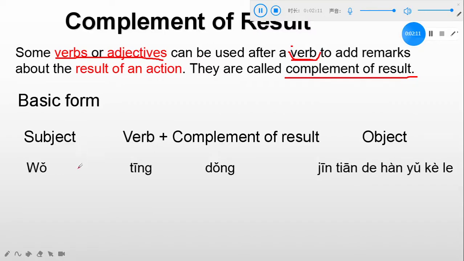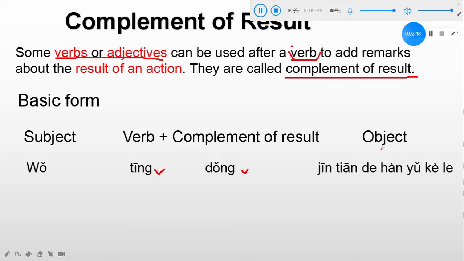Okay, this sentence. 我听 is listen. 懂 is understand. Okay, 听 is a verb. 懂 is also a verb. So you see, first verb 听 and the second verb 懂. So this is the first verb, and then this is the second verb. So the second verb is a complement of the first verb. So you listen plus you understand. Okay, these two together compose the complement of result.